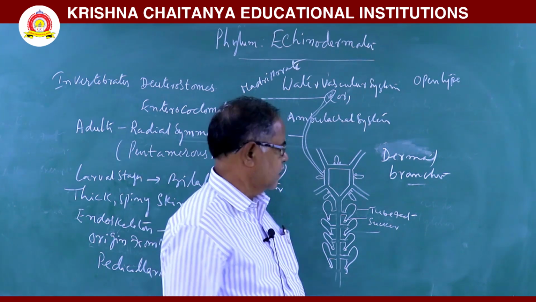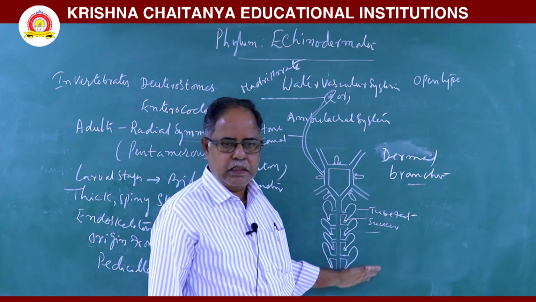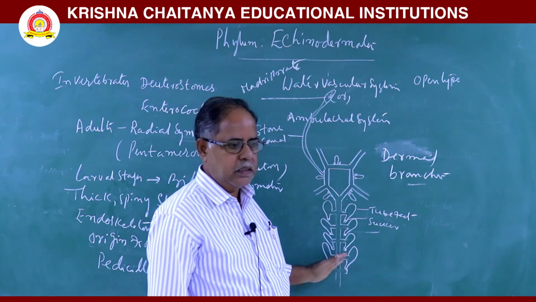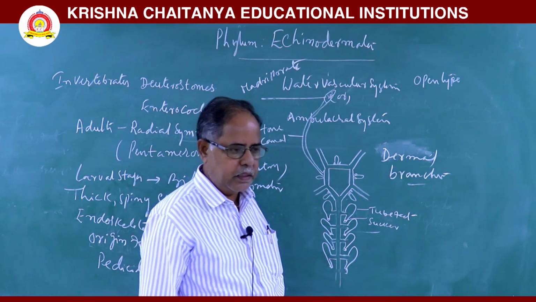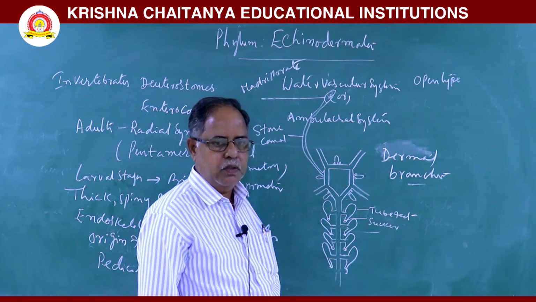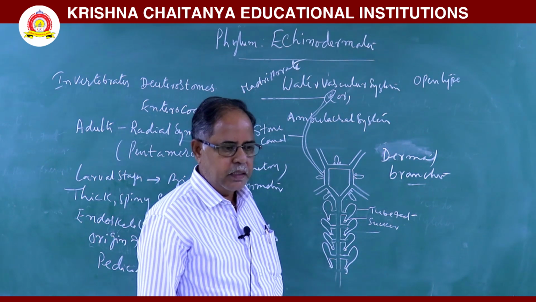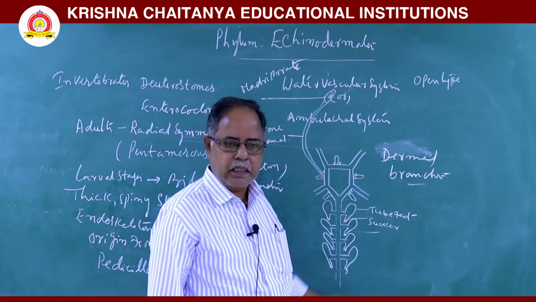Next then, external fertilization occurs, and during developmental stages some larval forms are seen. That means indirect development occurs. All the larvae are bilaterally symmetric. Next then, they show high regeneration capacity.